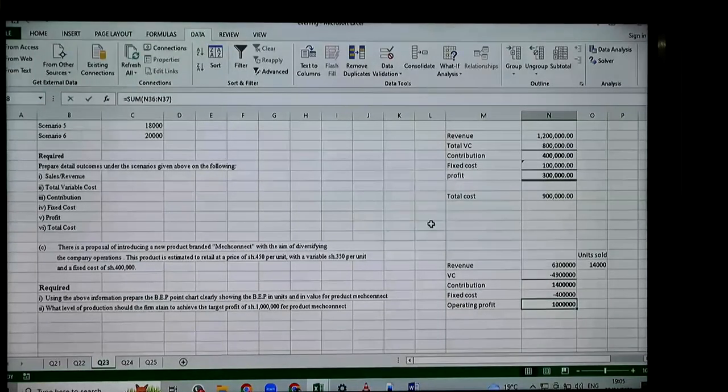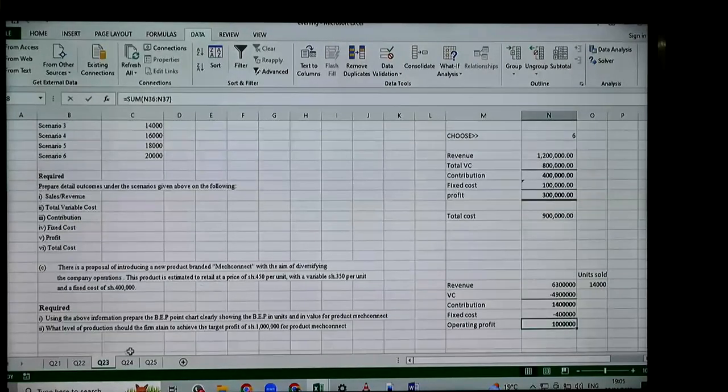So for us to make an operating profit of 1 million, we'll have to sell 14,000 units. Today's topic was more about goal seek and what-if analysis. So we'll go to the next question, because it's 1 hour ago.